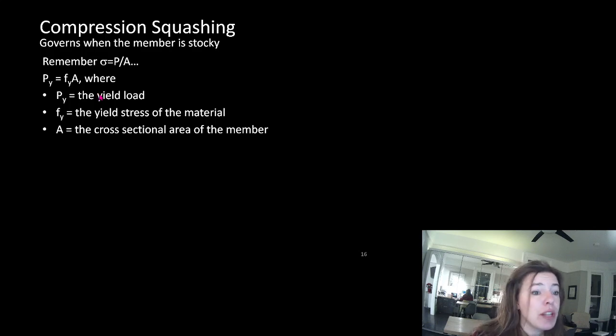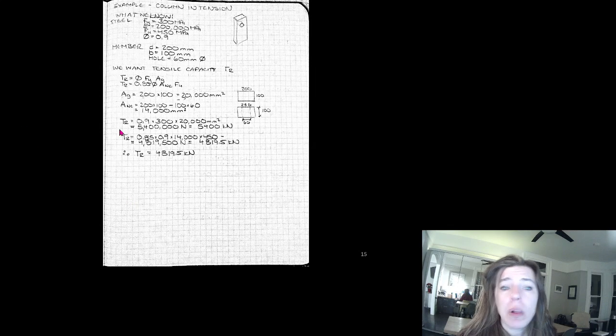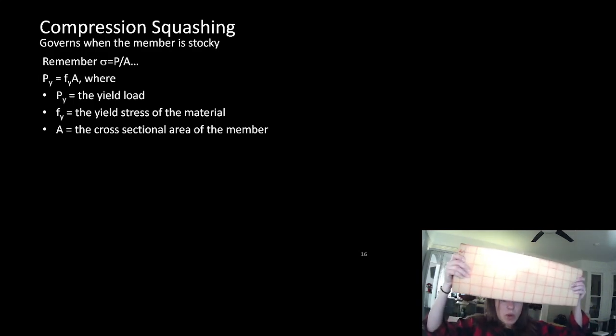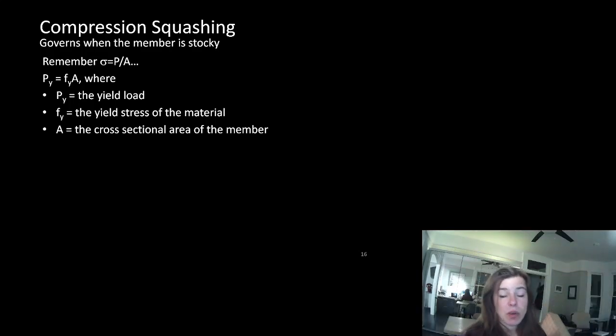Okay, so compression squashing. I will fix this slide so that it is not the 300 MPa. I'll go through and change that. Okay. Compression squashing. That was our tension value. We know that it was our stress equals force divided by area equation. It's pretty simple. We know what our cross-sectional area is. We know what our maximum yield stress is, and we reduce it some. And once we talk about tension and a reduction factor, we can use TR.